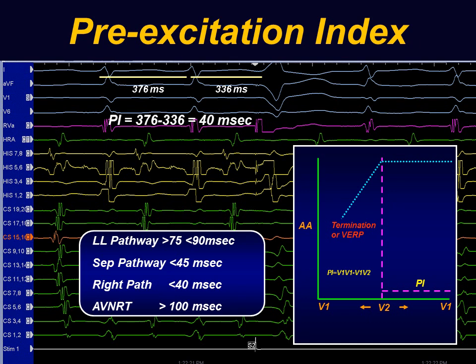And AV node re-entry, because it ascends up through the conduction system into the fast pathway, it also collides with the preceding wavefront in the slow pathway, and then it has to really re-enter from the fast pathway back to the slow pathway. So it has to be fairly premature.